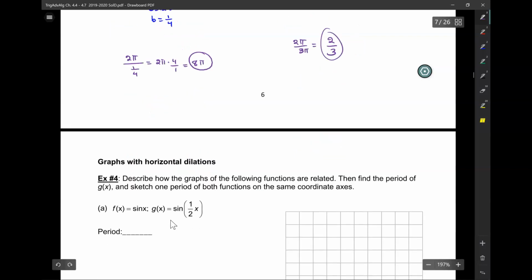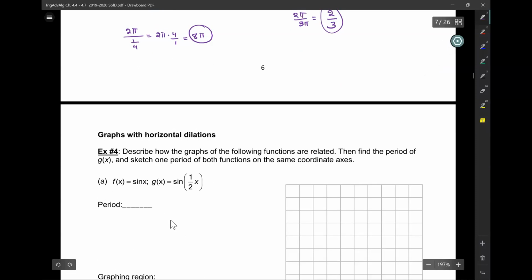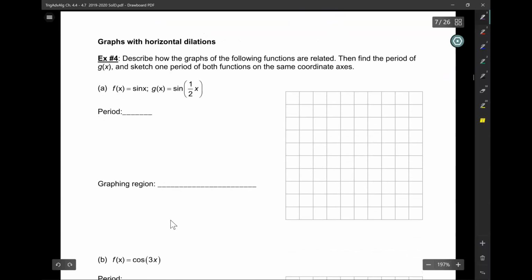All right, let's graph one. Okay. So here we have sine of x, and then we have sine half x. So first let's figure out the period for G. B is 1/2. 2 pi over 1/2 is how many pi? 4 pi.